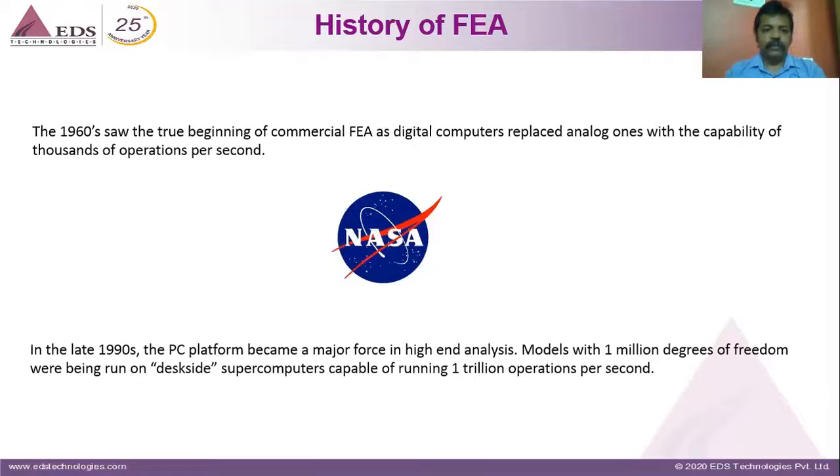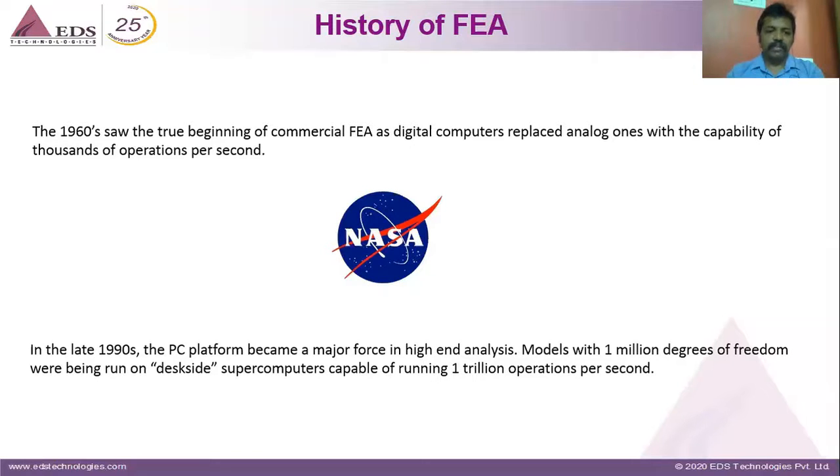The next advancement was because of NASA. NASA went to a company who were already developers of FEA code algorithms. They requested, okay, give us codes which can solve linear problems for us. So they went to MSC. I hope you know MSC as a company and their products. They started creating an algorithm known as Nastran, which basically addresses all linear structural problems. Then in the 1960s, they saw the true beginning of commercial FEA, as the digital computer replaced analog computers.